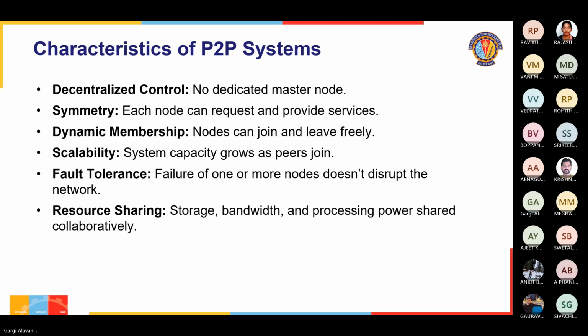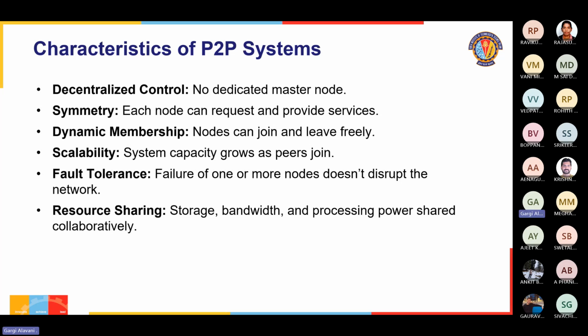Fourth, scalability is built in because every new peer contributes resources like storage, processing power, or bandwidth. The overall capacity of the system grows as the network grows. And this is very different from a centralized system where adding more clients often leads to an increase in the load on the server. The fifth one is that P2P systems are naturally fault tolerant. If a node fails or disconnects, others can step in to provide the same data or services. The system keeps working without a central coordinator having to fix anything.